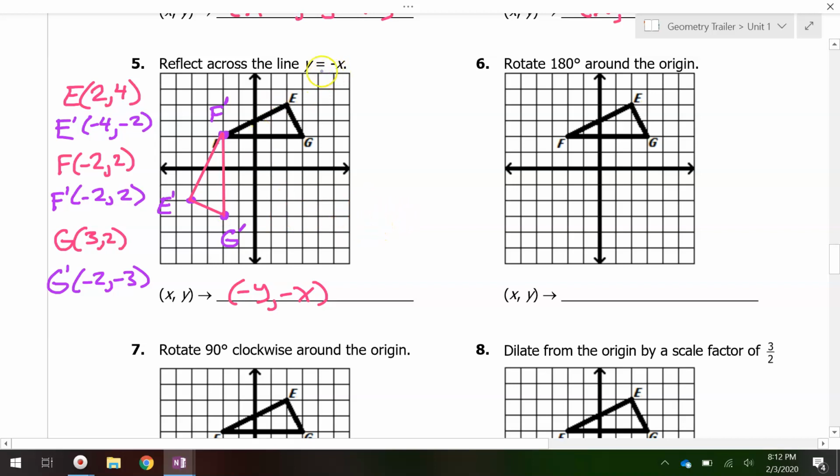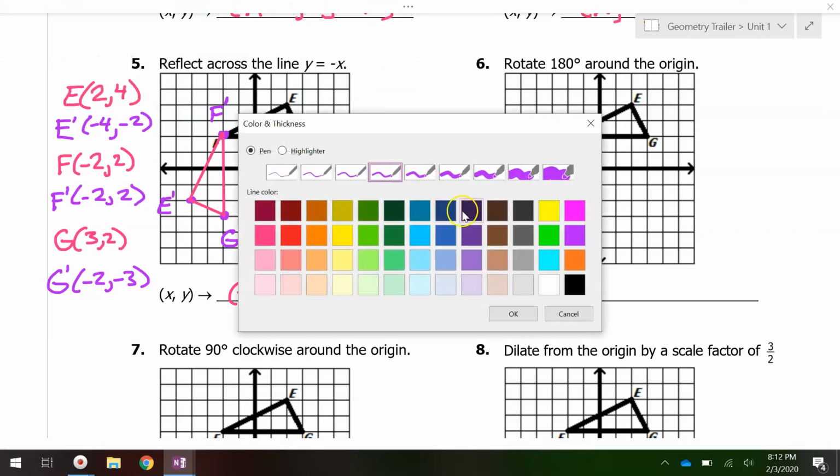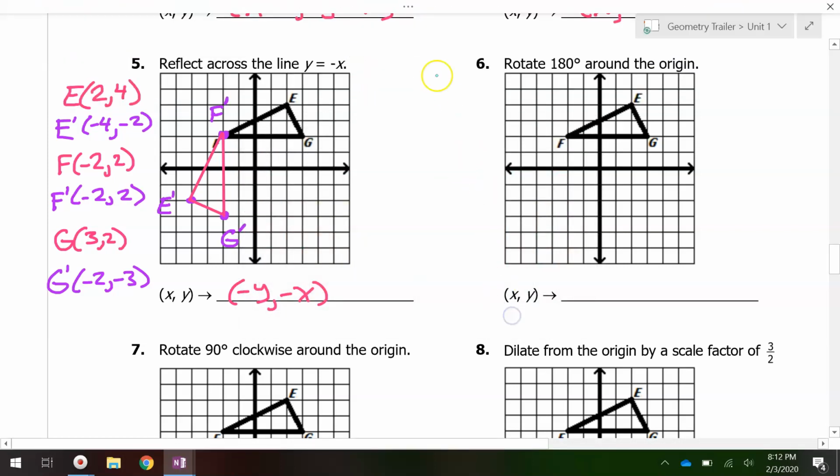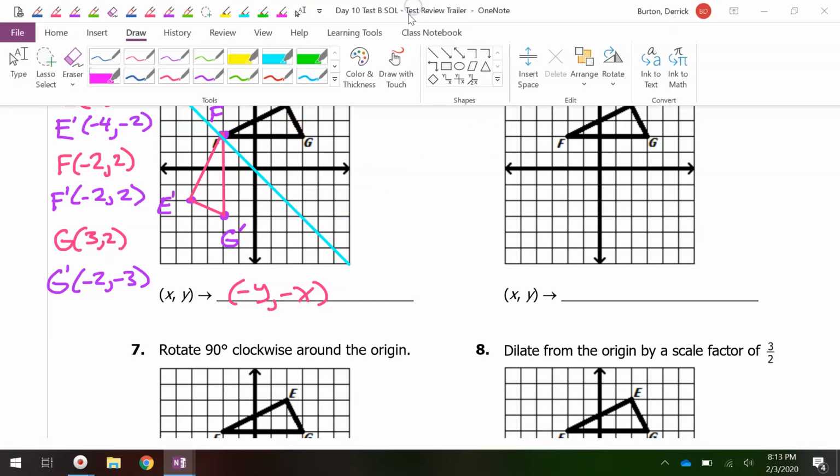Okay, now remember that the line y equals negative x is a diagonal line that goes downhill. So this is the line y equals negative x. It's helpful to know that just to mentally check your work because these two images should be mirror images of each other across this line. And you can see that they are, so you know that you did it right. Okay, let's move on to number 6.